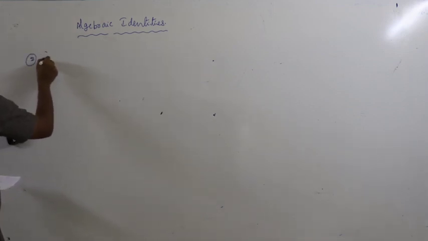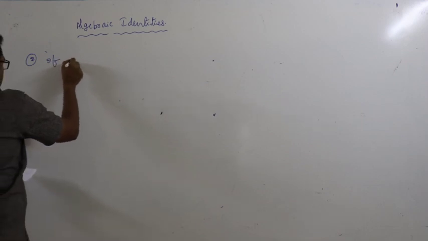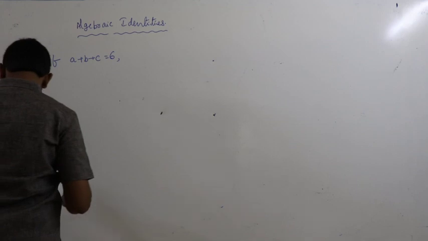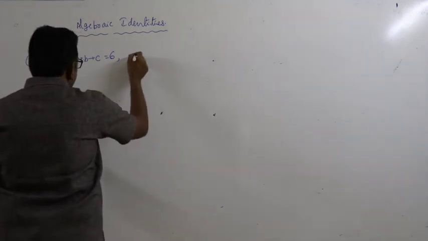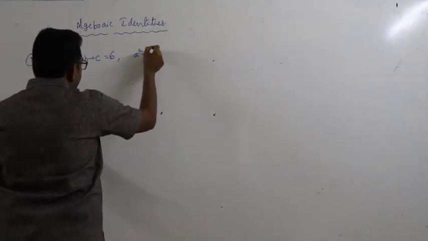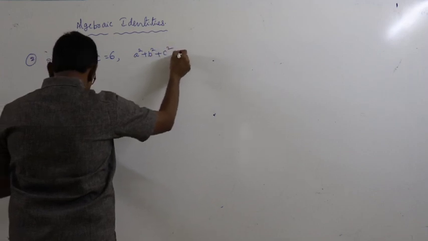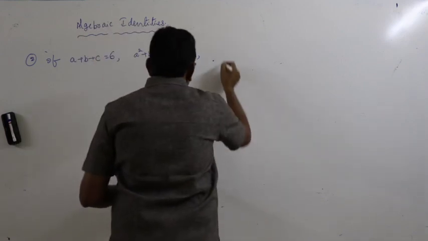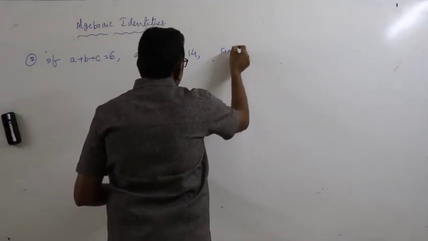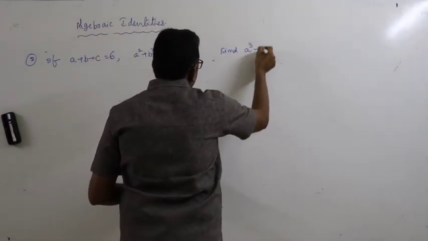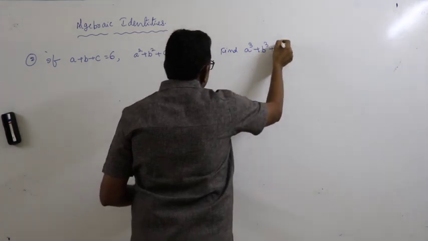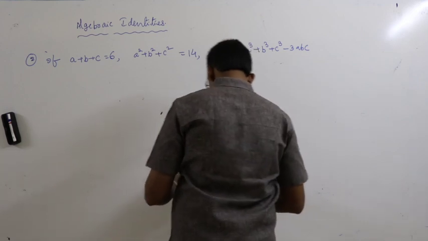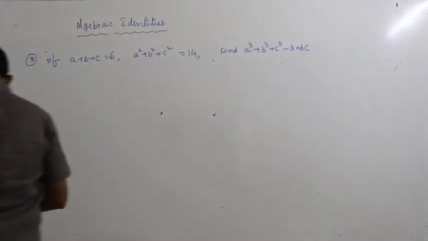Next question. If a plus b plus c is equal to 6, a square plus b square plus c square is equal to 14, then find a cube plus b cube plus c cube minus 3abc.